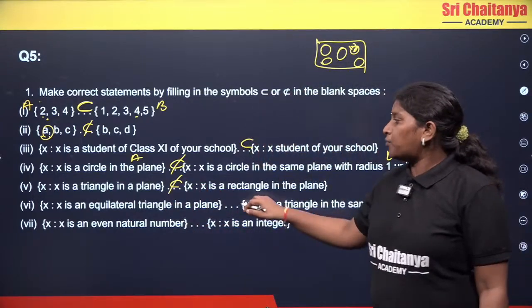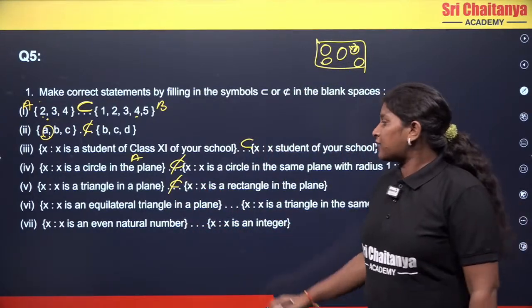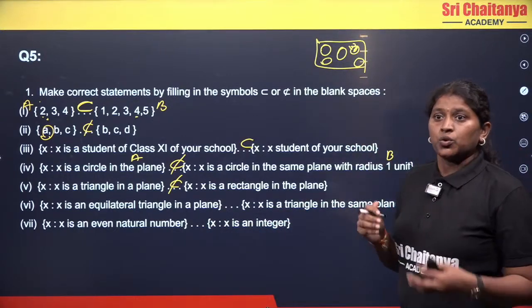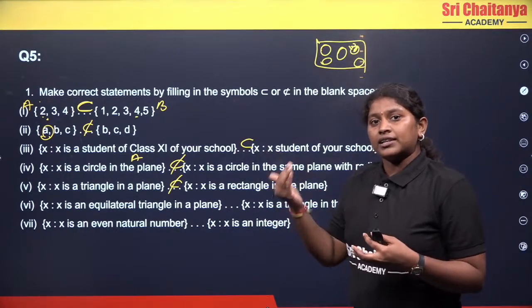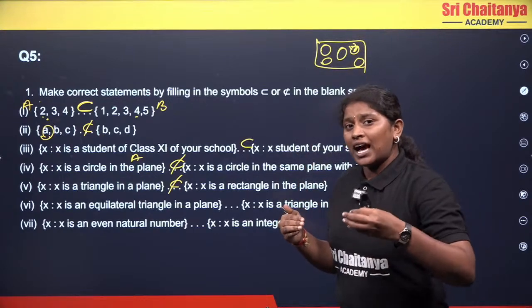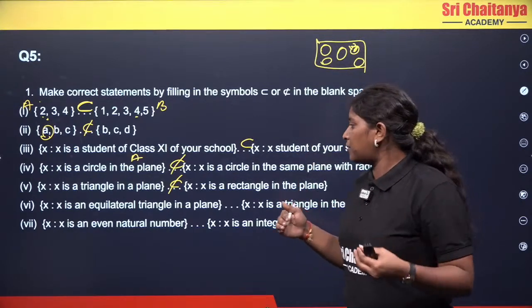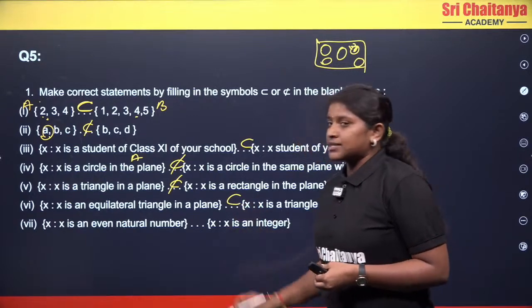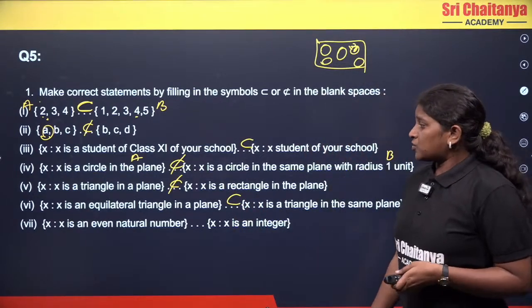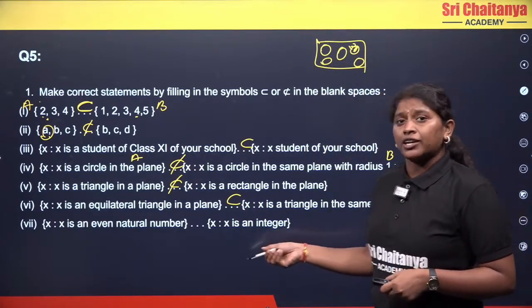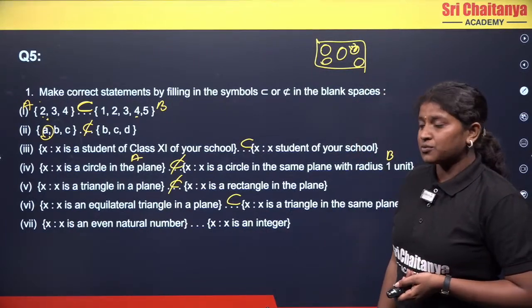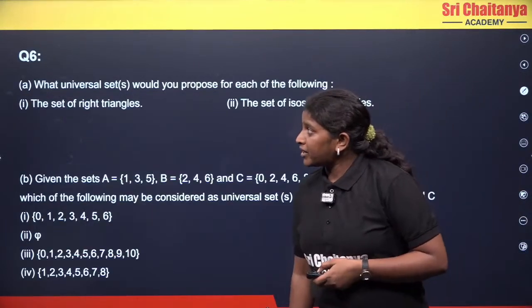Okay. Now moving to the next, A is an equilateral triangle in a plane and B is a triangle in the same plane. So if we take some of the triangles in the plane, then there is a chance that some of them will be equilateral triangles. So these will be a subset. Okay. So now I think you can easily find out the last one. So just give the answer of the last one in the comment section.